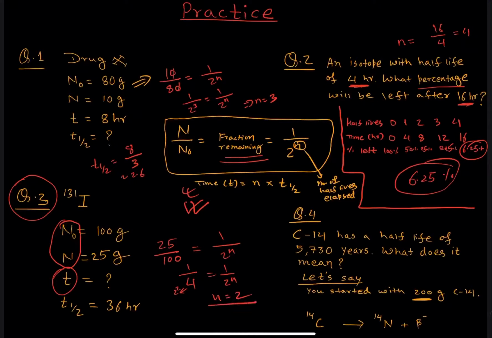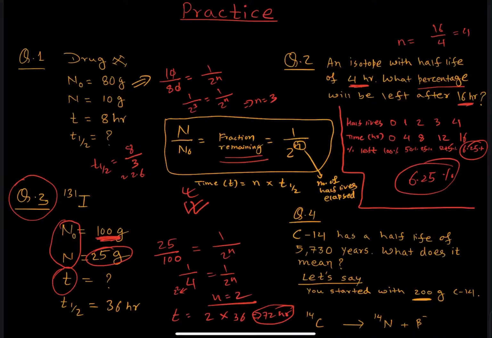So if you got n equals 2, then you can find t, right? Basically, you just do 2 times t1/2, which is 36, which is going to give you 72 hours. What does that mean? After 72 hours, the 100 gram, only 25 grams were left. That's what it's telling you.